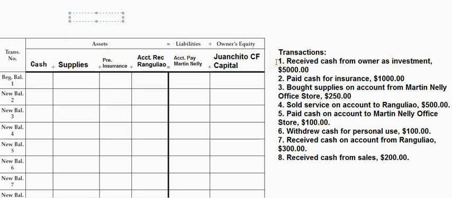The first transaction goes like this: receive cash from owners as investment. When the cash is received, the business has more cash. That means that we have to put a plus sign for cash, definitely, and we also have to put the amount. Investment is when the owner puts money into the business, and that is definitely an increase to the owner's equity.